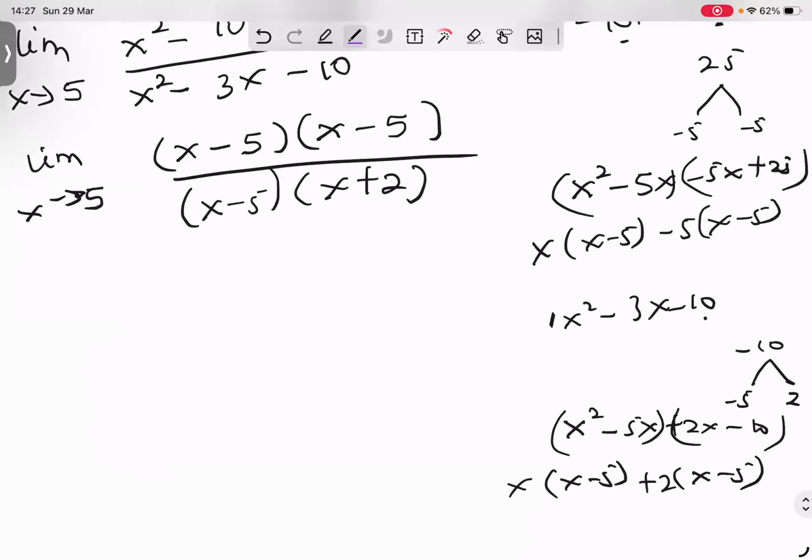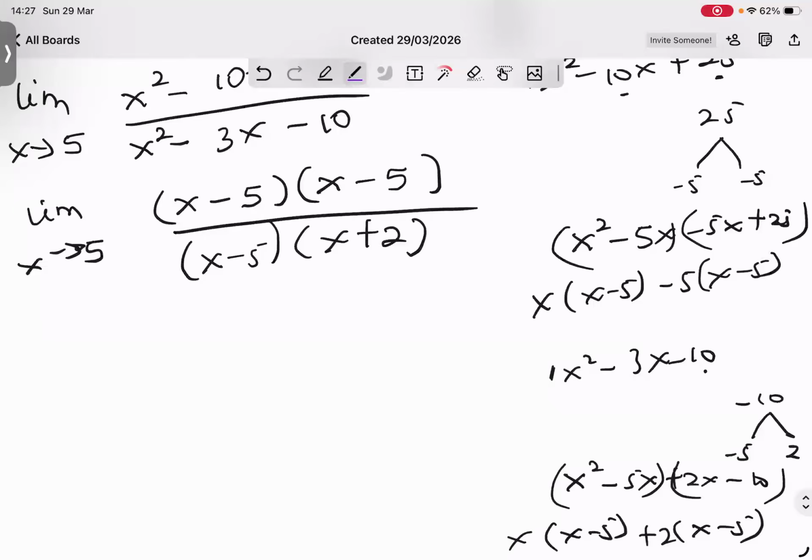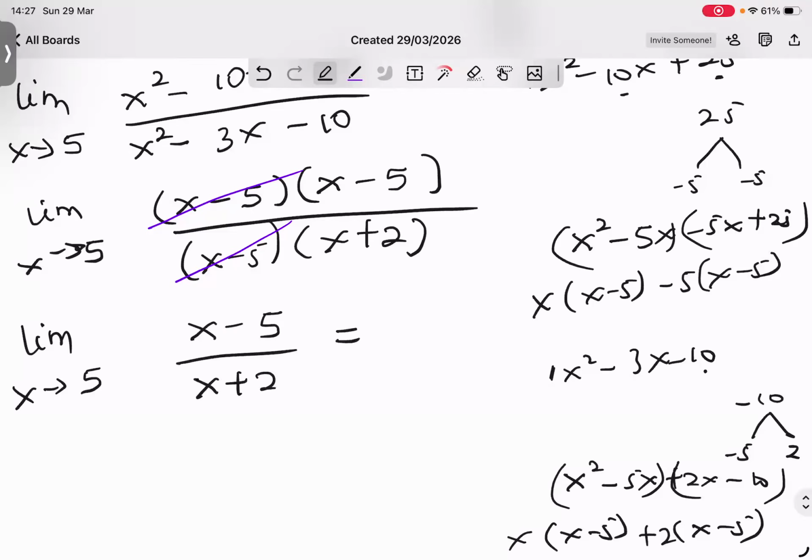All right, so now that we have the factors, let's see if we can cancel some domain issues out. We have x minus 5 and x minus 5. Therefore, we have limit as x approaches 5 of x minus 5 divided by x plus 2. Now we still have the quotient. From the quotient property, apply the limit on the numerator, that will be 5 minus 5, divided by, apply the limit on the denominator, that will be 5 plus 2. And this is equal to 0 divided by 7.